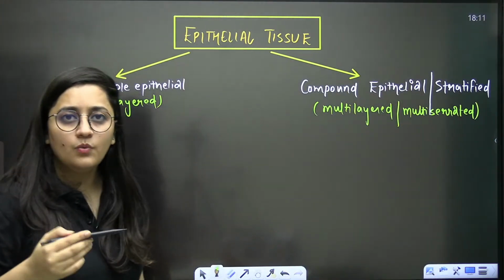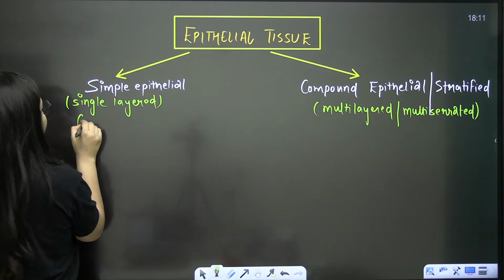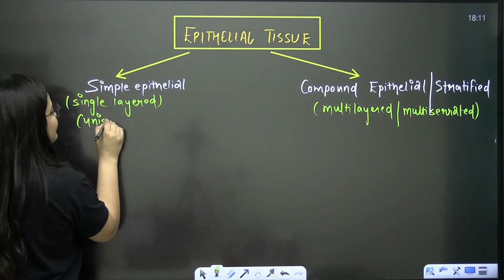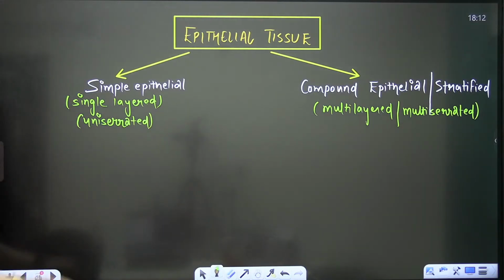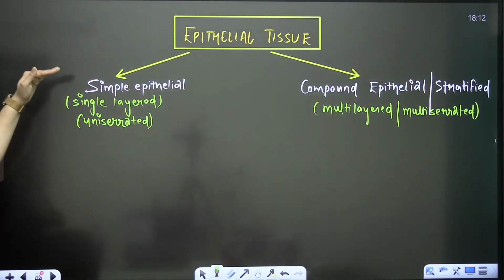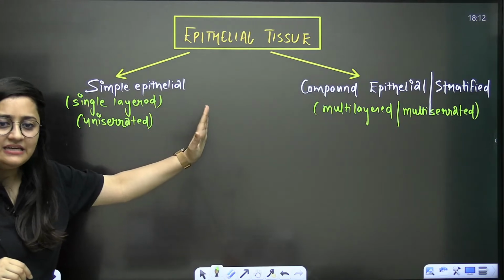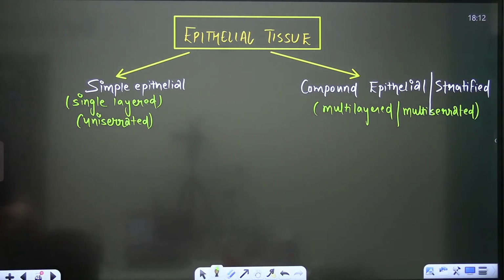You will also use the word serrated, multi-serrated. So single layered is also known as uniserrated. So this is how we are going to divide it: simple epithelium or simple epithelial tissue, that means it is single layered, and another one is multi-layered.